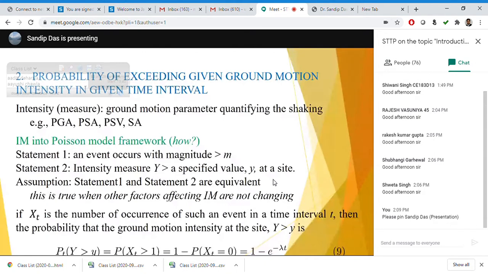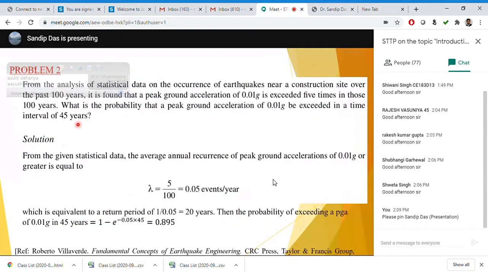So now at least we have connected the occurrence model of the earthquake with the occurrence model of the intensity measure crossing certain values. That is very important for us, right? As engineers, we want to know what the shaking is. We don't care about the magnitude as such. Okay. So now, if you solve a problem again, it will be clear to you.